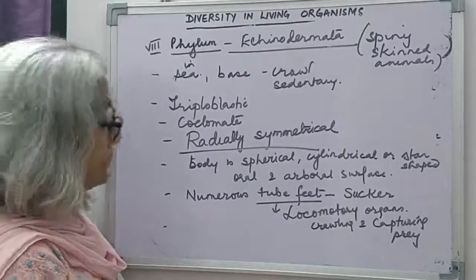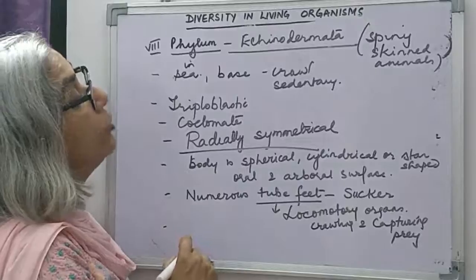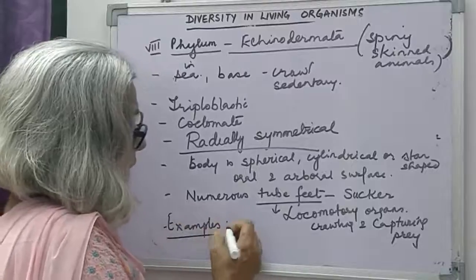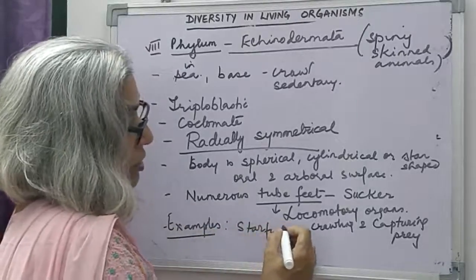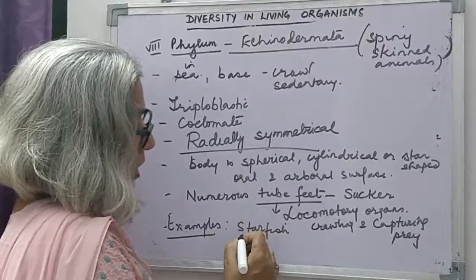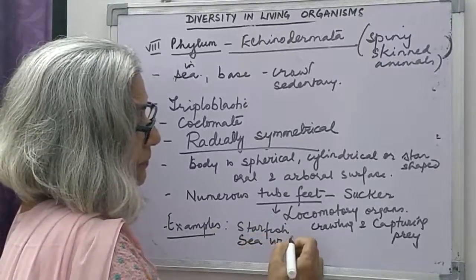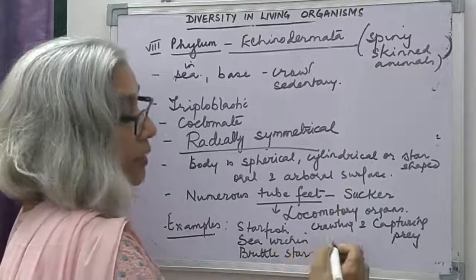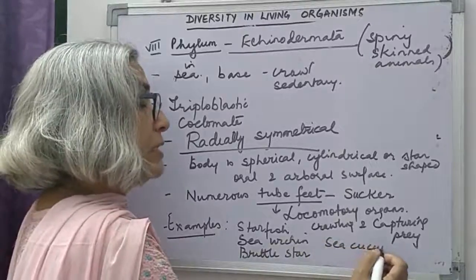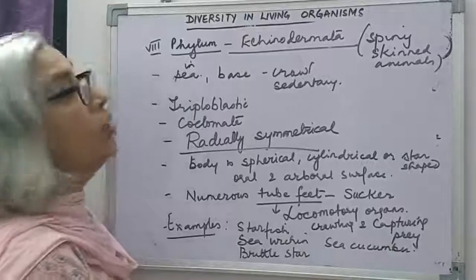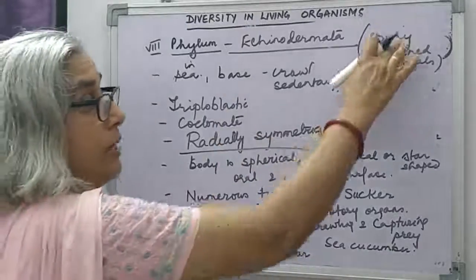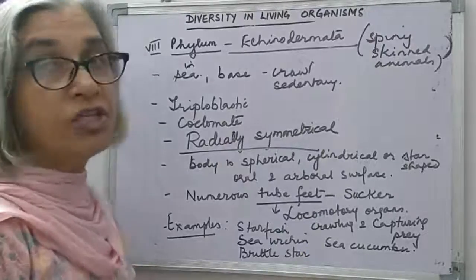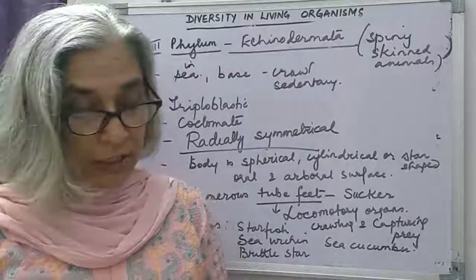The common examples of echinoderms are starfish, sea urchin, brittle star, and another example is sea cucumber. So as I told you, echinoderms are spiny skinned animals found in sea, and the common examples are starfish, sea urchin, sea cucumber and brittle star.